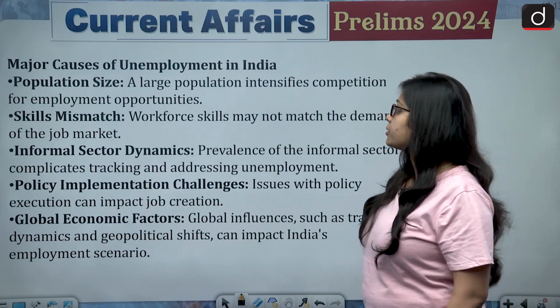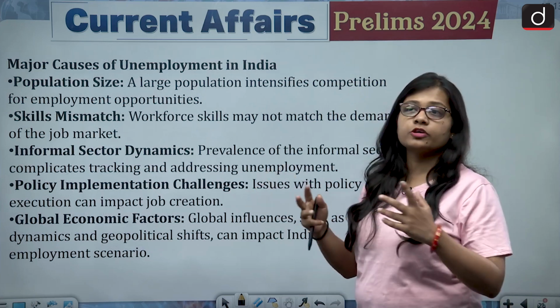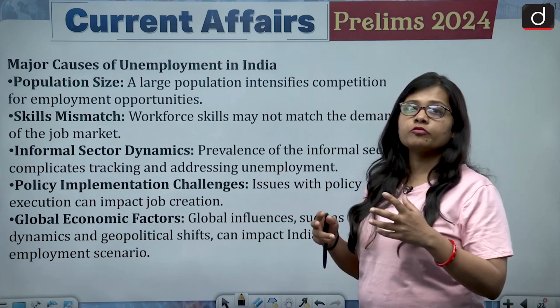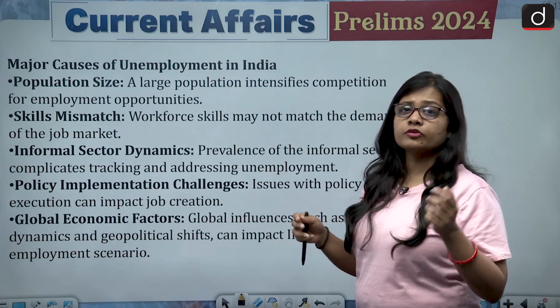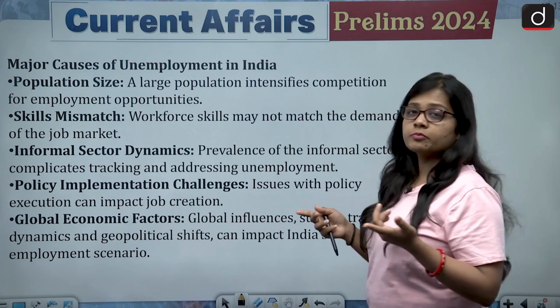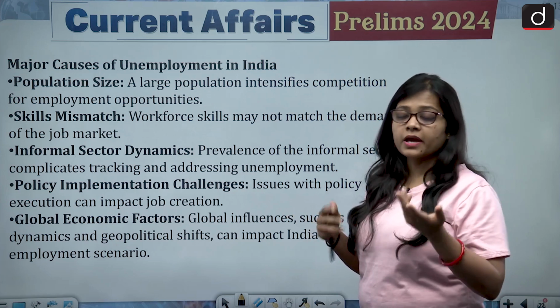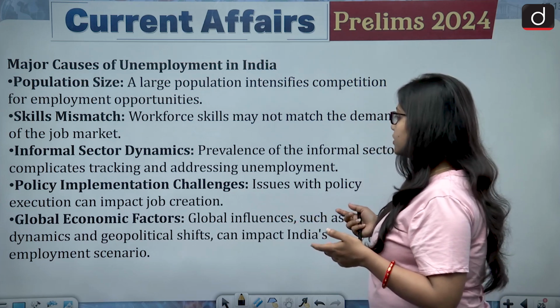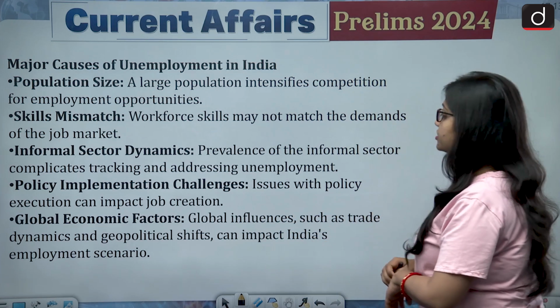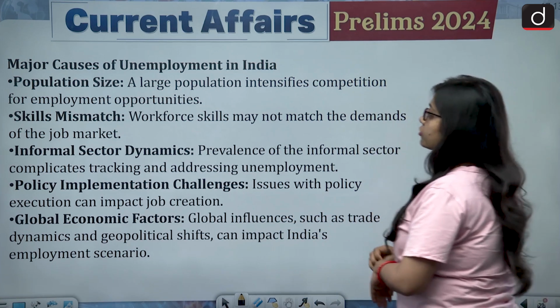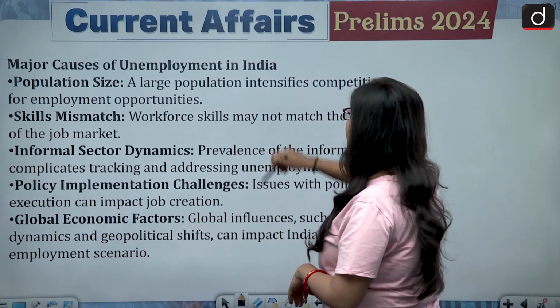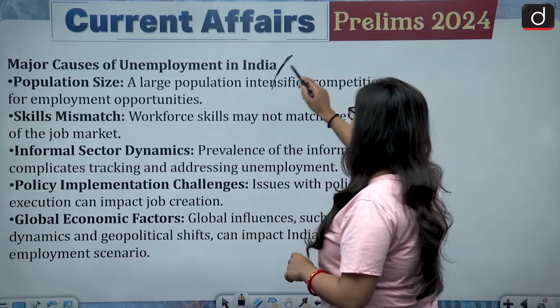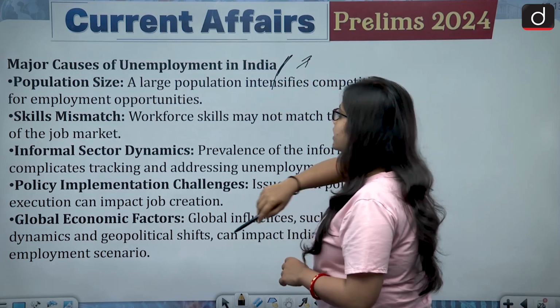Now major causes of unemployment in India: population size. We have a huge population size and the number of people in the workforce is also very high. Skills mismatch, where the supply and the demand are very different. Then informal sector dynamics and policy implementation challenges, global economic factors. So these are a few of the major causes of unemployment in India, most being the skill mismatch.